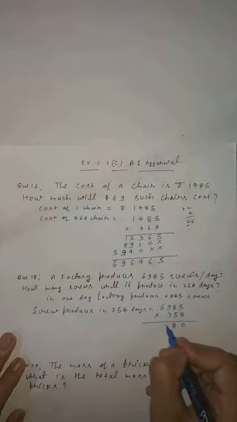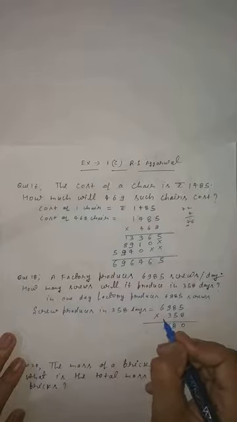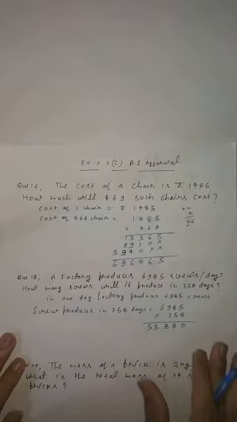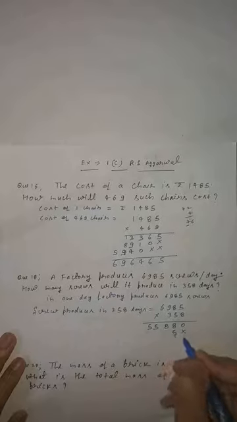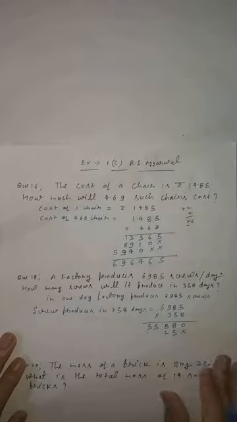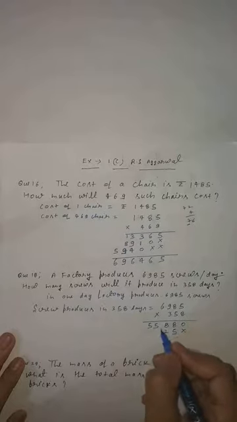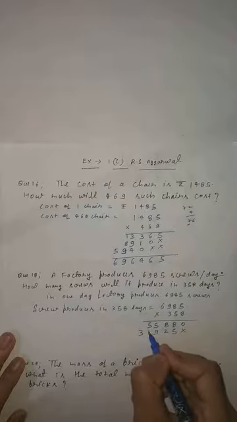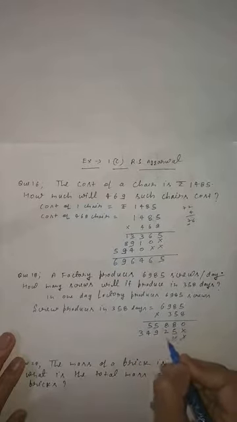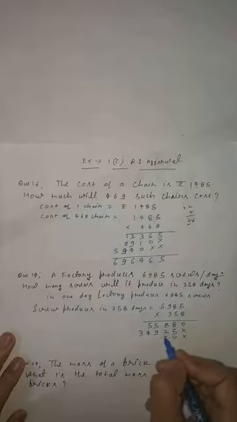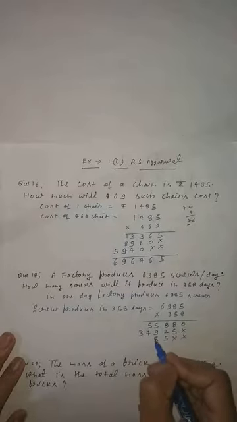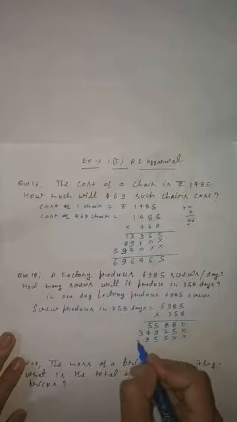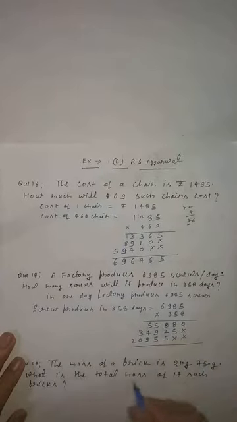Clear, students? Now next, 5 fives are 25, 5 eights are 40, 40 plus 2 is 42, 5 nines are 45, 45 plus 4 is 49, 5 sixes are 30, 30 plus 4 is 34. Now again, 3 fives are 15, 3 eights are 24 plus 1 is 25, 3 nines are 27, 29 because of the carry 2, with 3 sixes are 18, 19, 20. Now you have to add, students.